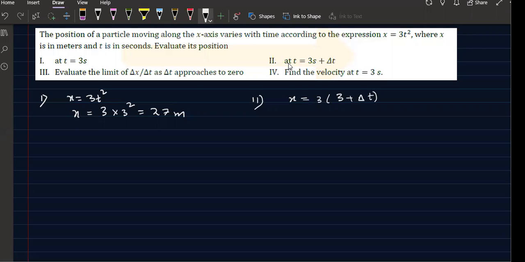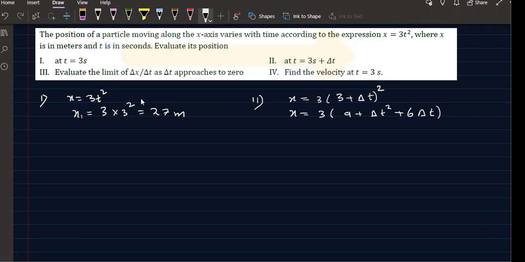How many of you remember this from the basics of differentiation? f of x plus delta x. If you remember, you might be getting this. Now this is a square, right? So it will be x is equal to 3 times 9 plus delta t square plus 6 delta t. That's the answer. Yes or no? Tell me. That's the answer. Right, everyone? Anyone have any issues? Tell me.